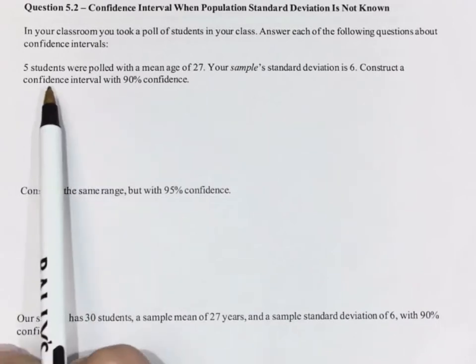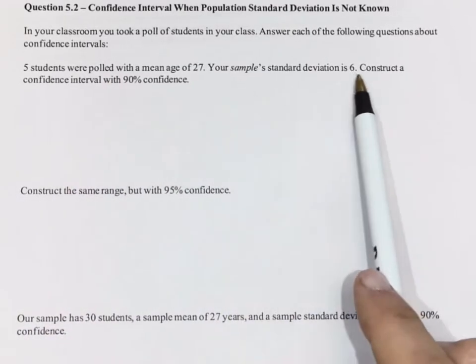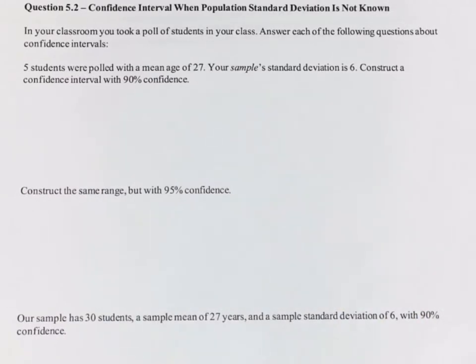So we'll go ahead and show that here with this example. So if 5 students were polled with a mean age of 27, your sample standard deviation is 6. Construct a confidence interval with 90% confidence.